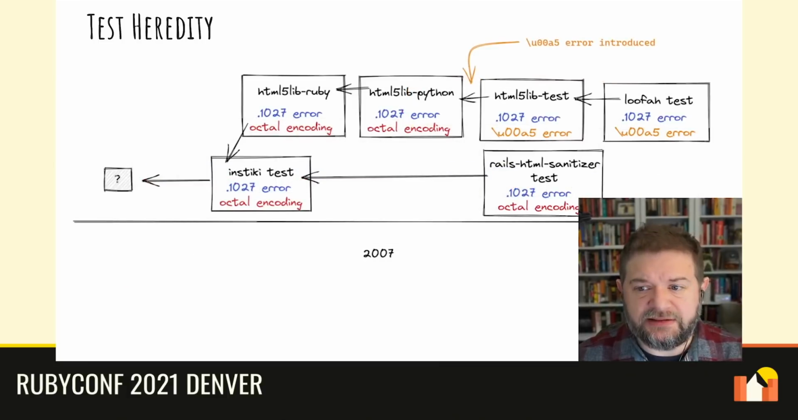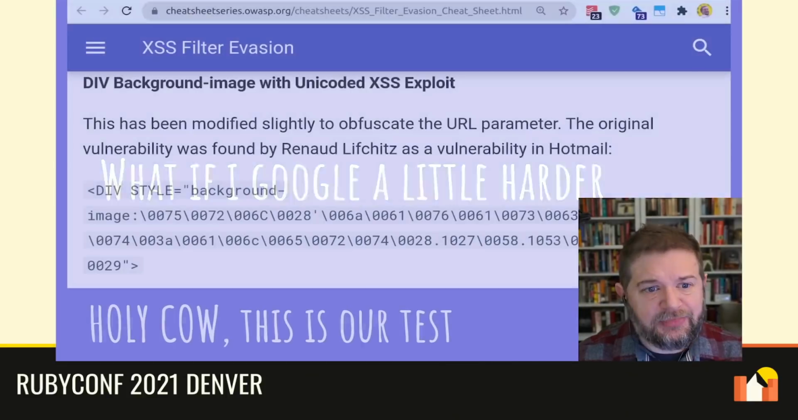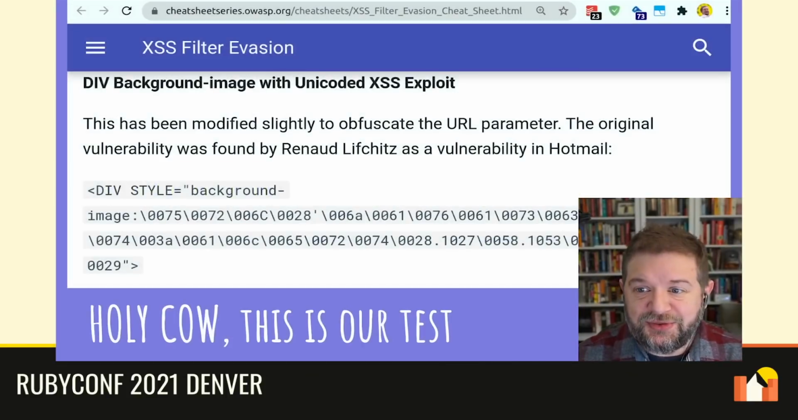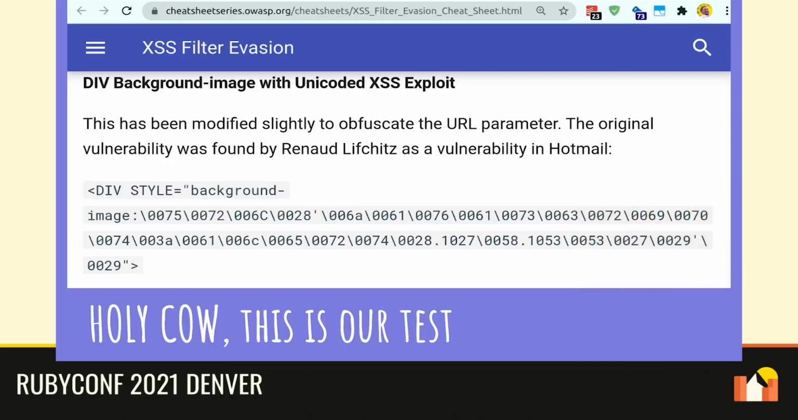But where did Insticky get the test from? Git is no help anymore. I've got to Google now. Googling, though, shows up a result that is the OWASP XSS exploit cheat sheet. And this is exactly our test, right? This has the .1027 error. It's got the octal encoding. Like, this is money, right?